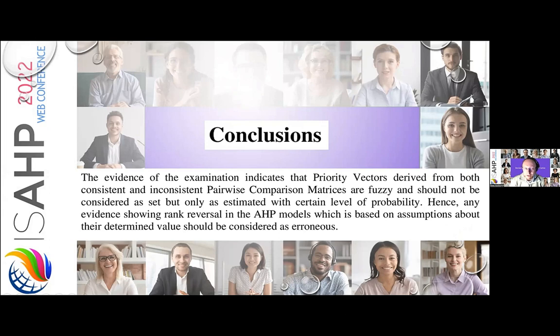from both consistent and inconsistent pairwise comparison matrices are fuzzy and should not be considered as set, but only as estimated with a certain level of probability. Hence, any evidence showing rank reversal in AHP models, which is based on assumptions about determined values, should be considered erroneous. And that's all.